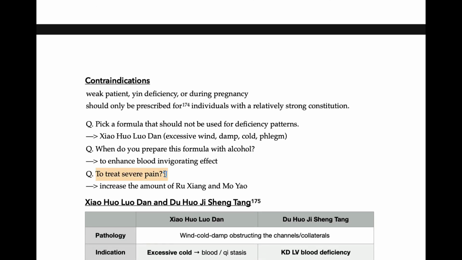Modification question. Severe pain: Ruxiang, Moyao. This is the combination for killing pain, right? So this is the right modification.